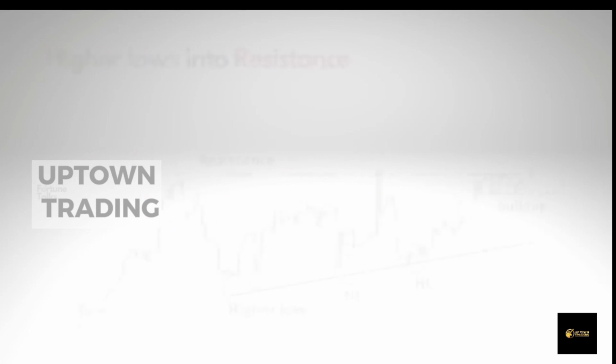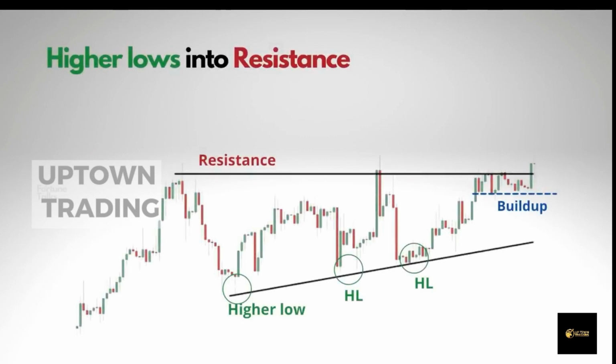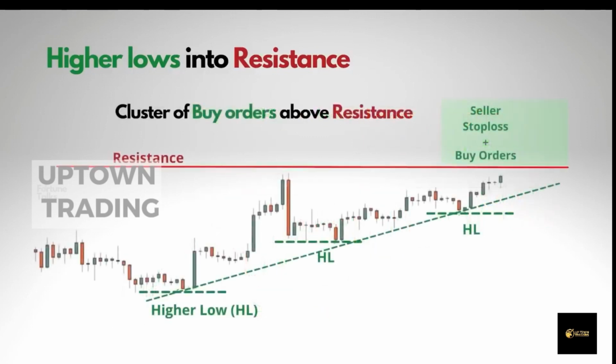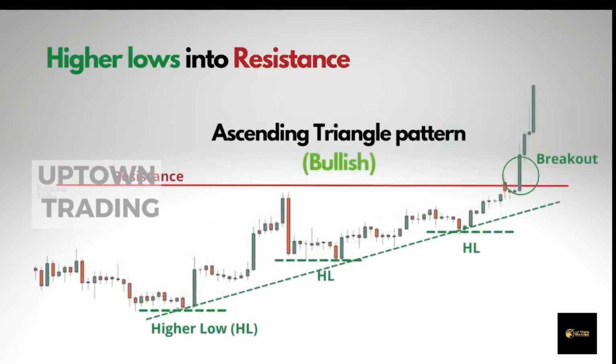For example, when you see higher lows into resistance, it is a sign of strength or weakness. Now think about it. When you see higher lows into resistance, what does it tell you? It tells you that there is not enough selling pressure, or the sellers are weak. It also tells you that there is strong buying pressure which supports the higher prices. And the final thing to keep in consideration is that there are buy stop loss orders clustered above the resistance, which are kept by those sellers who went short at the resistance level. And clearly this is a sign of bullish strength.